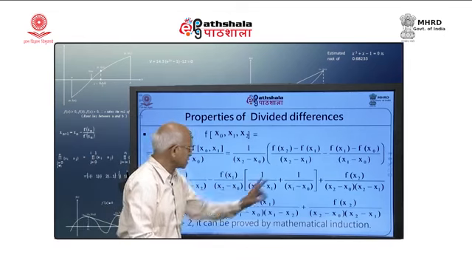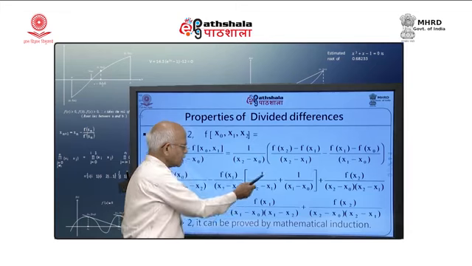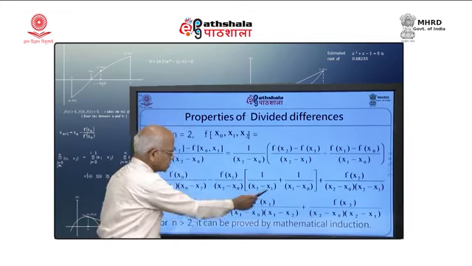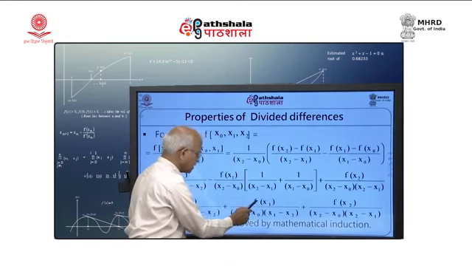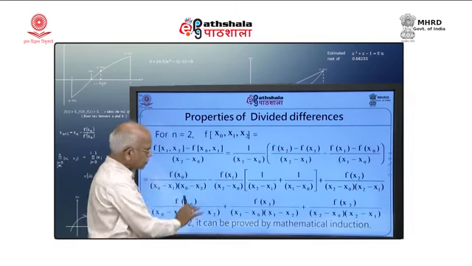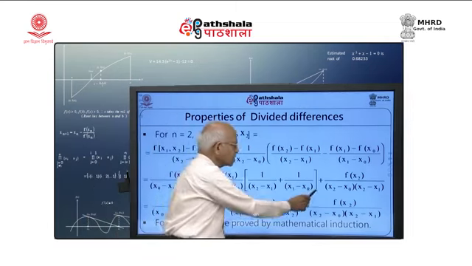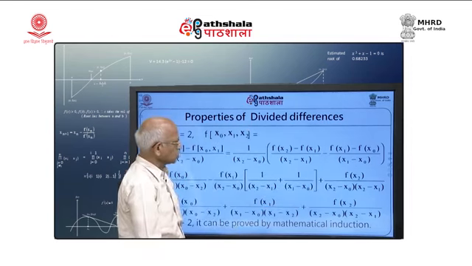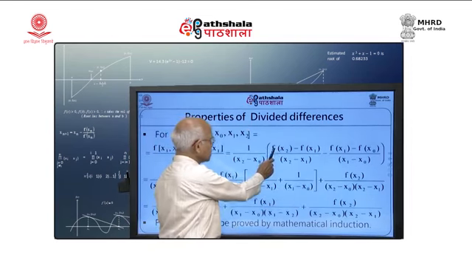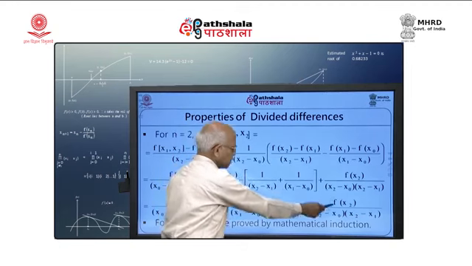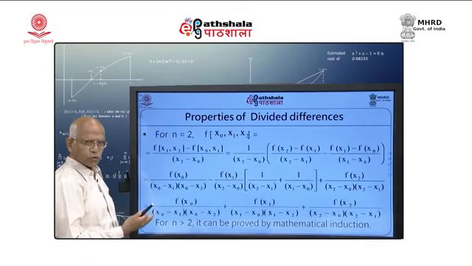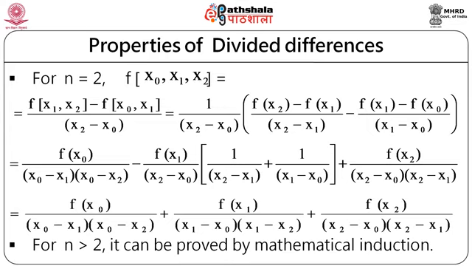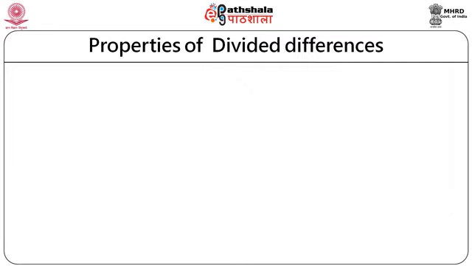If you simplify this, x 2 minus x 0 will cancel, and I will get x 1 minus x 0, that is this factor, and this factor in the reverse sign, x 1 minus x 2, and this will be f x 1. So, accordingly we get the second term here, and similarly I get the third term, f x 2 upon x 2 minus x 0, x 2 minus x 1, directly from here. So, that is how we can prove the formula for n equal to 2. In fact, we can prove this entire result using mathematical induction. We are not going to go into the detailed proof of this.